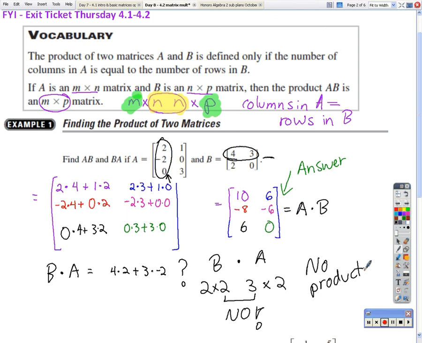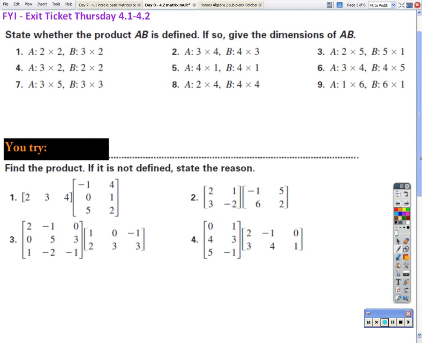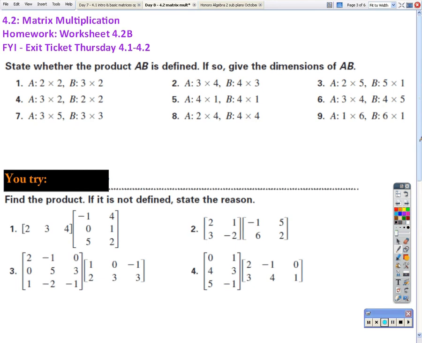Alright, so let's look at some other examples. State whether the product AB is defined. If so, give the dimensions of AB. So this should go pretty quick, because right here we see they don't match. No. Oh, these match, so my product will be 3 by 3.